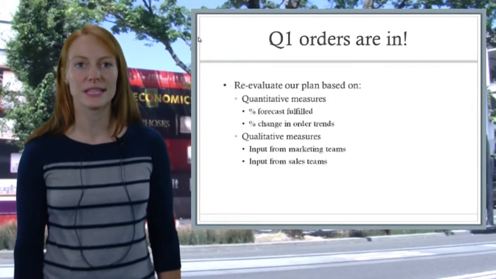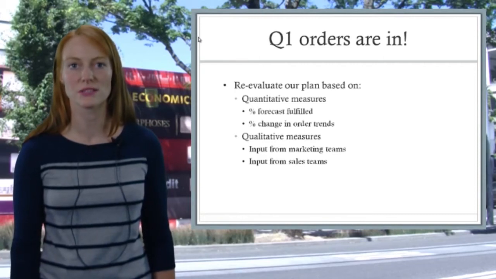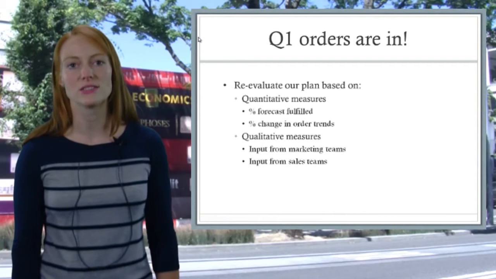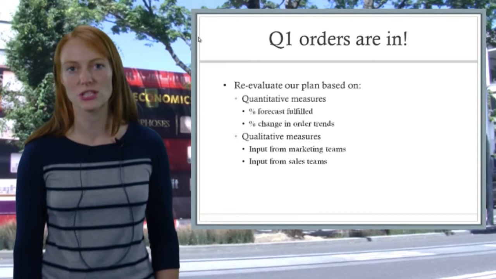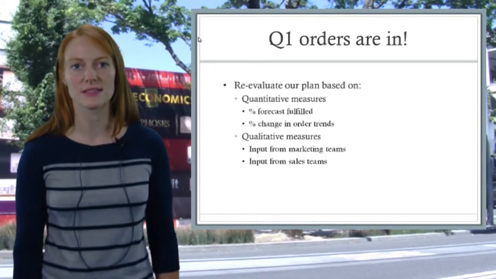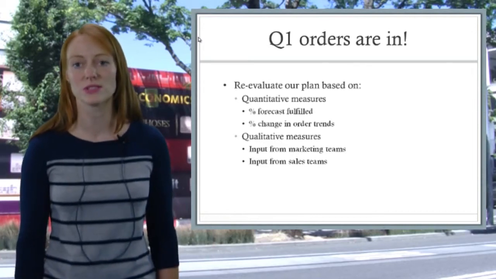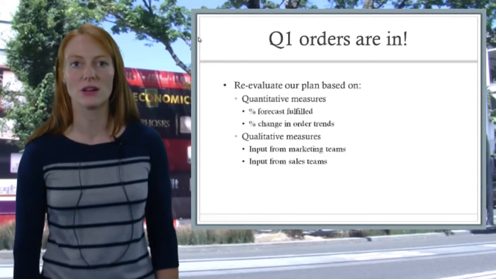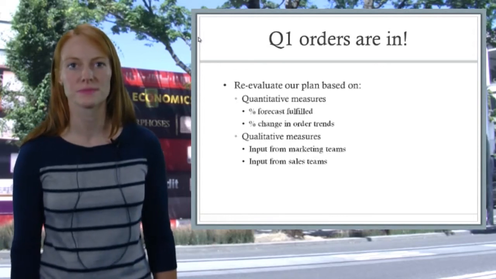So we're going to reevaluate our plan, and to do this, we're going to look at a couple quantitative measures as well as qualitative measures. On the quantitative side, we're going to look at our percent of forecast fulfilled. So how did orders come in against our forecast? And our percent change in order trends. Are orders going up or down every month? What does our forecast change look like? We'll work through that in this lesson. For qualitative measures, we're going to look at input from our marketing teams and our sales teams, because really the math can only get us so far. We have to all work together and talk as a team to come up with answers and plans for the future.